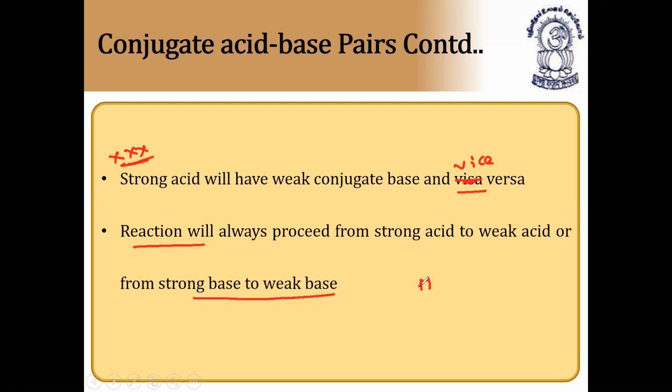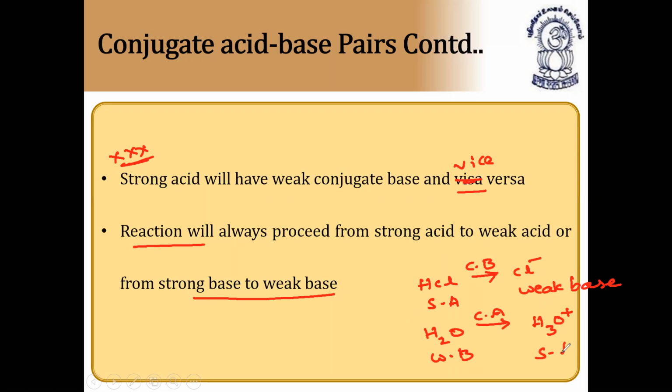For example, HCl is a strong acid, and what is the conjugate base of HCl acid? Cl minus. It's a weak base. Similarly, water is a weak base and its conjugate acid H3O plus is a strong acid. So you should think: for a strong acid, you have a weak conjugate base, and for a weak base, you have a strong conjugate acid.